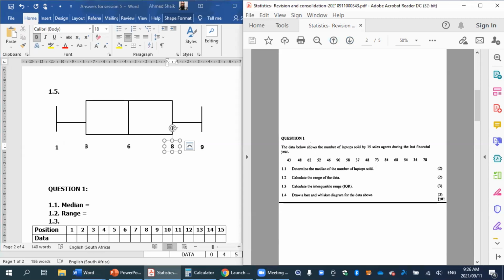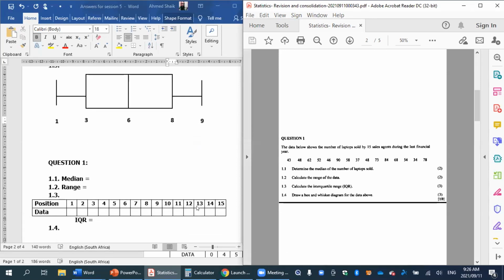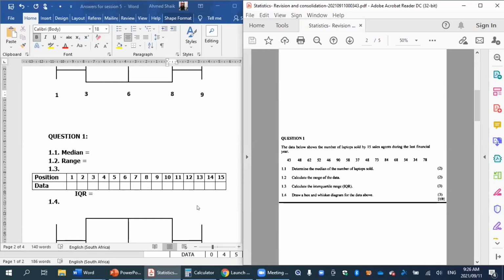Okay, let's look at the next question. The data below shows the number of laptops sold by 15 sales agents during the last financial year. So we've got 15 values in our data set, and it shows the number of laptops that each agent sold. So remember, step 1, we need to rearrange our data set in ascending order before working out any of our calculations.